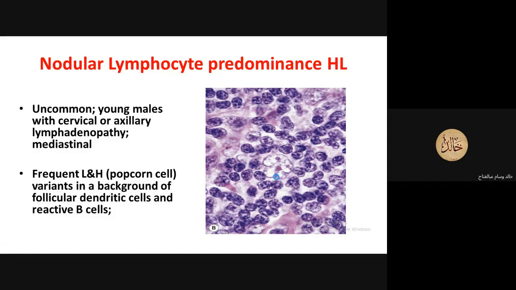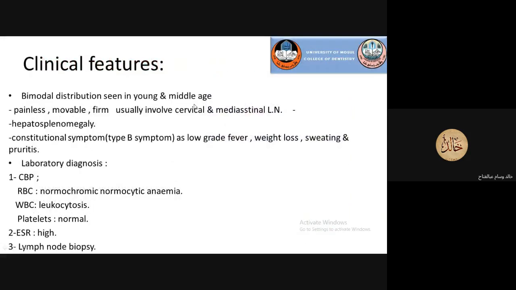RS cell. What are the clinical features of Hodgkin lymphoma? This disease has a bimodal age distribution, meaning we usually see it either in young people or in middle-aged to elderly people. Usually there is lymph node enlargement, painless, movable, firm, involving cervical and mediastinal lymph nodes. Hepatosplenomegaly can be present, and some patients may have constitutional symptoms, which are called B symptoms, including low grade fever, weight loss, sweating, and pruritus.